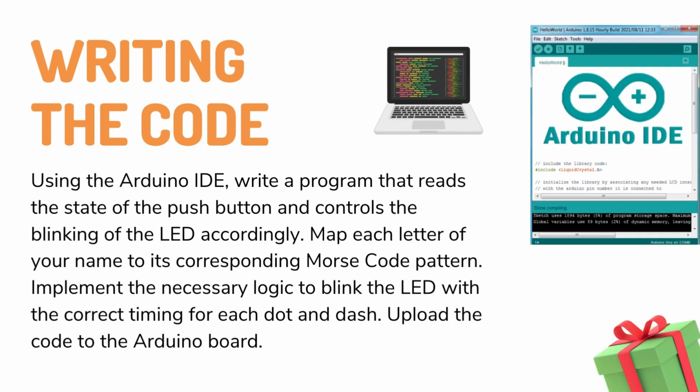Using the Arduino IDE, we have to write a program that reads the state of the push button and controls the blinking of the built-in LED accordingly. We map each letter of our name, or any name which will be input via the serial monitor, to the corresponding Morse code pattern. We have to implement the necessary logic to blink the LED with correct timing for each dot and dash. And then we have to upload the code via the Arduino IDE to the Arduino board.